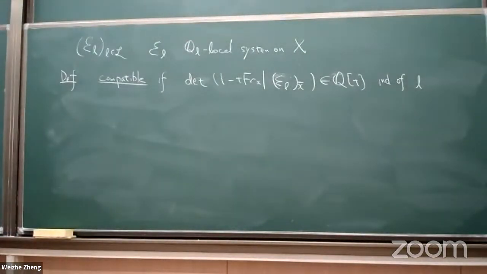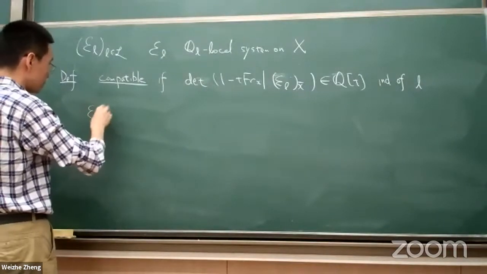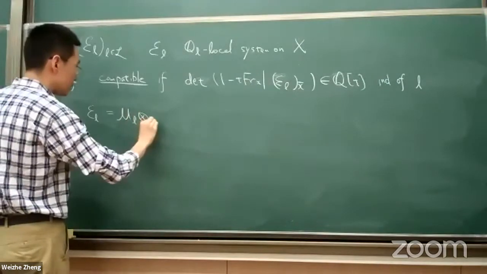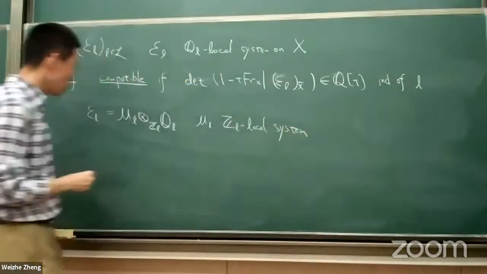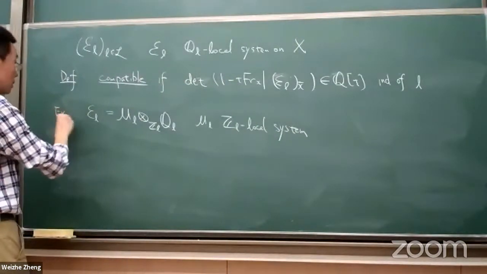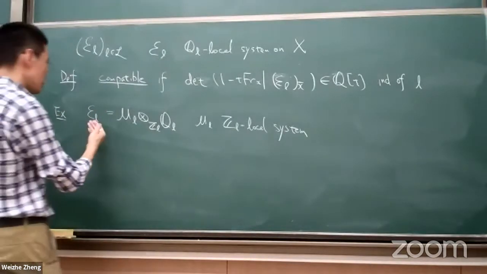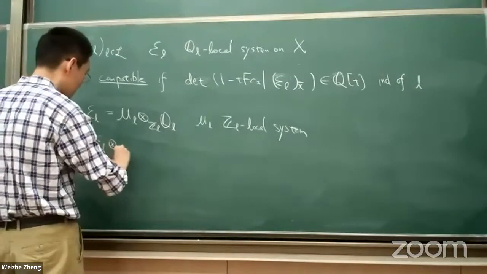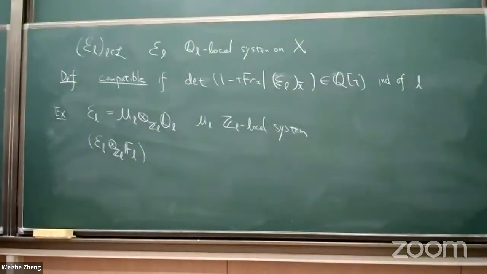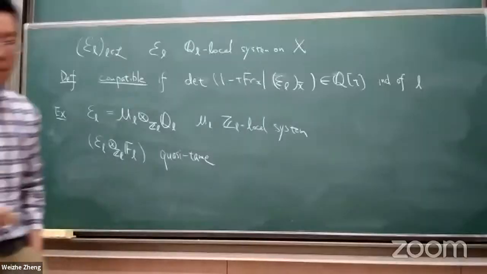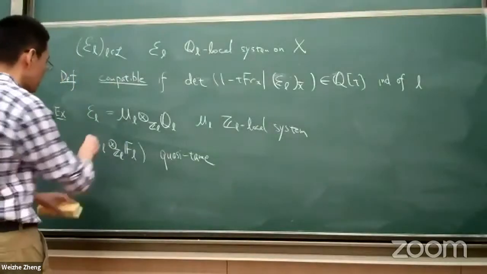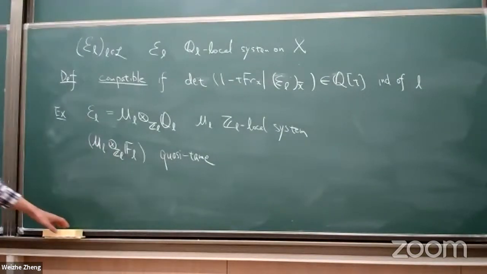When we have this Q_l local system, we can take an integral model. Let's assume that we can take this integral model, M_l tensor Q_l, where M_l is a Z_l local system. Then we can take the reduction modulo l. It turns out, under this assumption of compatibility, if you take M_l and mod out by l, so M_l tensor Z_l F_l, this is automatically quasi-tame. There are several ways to see this. You mean M_l, not the E_l, in the tensor product? Yes. Thank you.